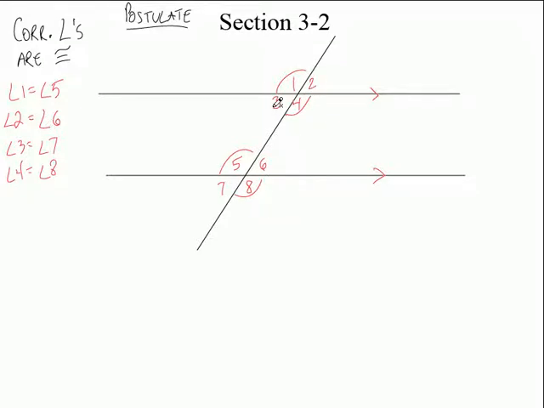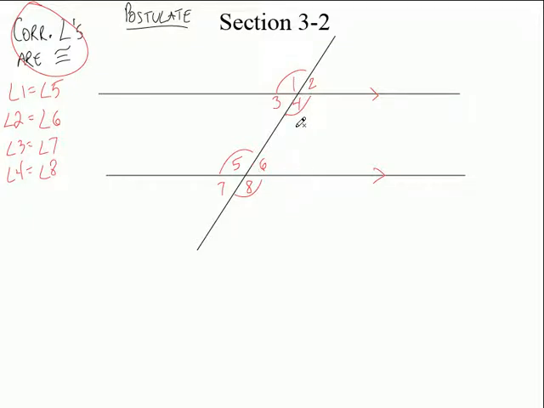So what do you think's true about 2, 3, 6, and 7? They're all equal to each other as well. So look, all the obtuse angles are exactly the same. And guess what? All the acute angles are also all the same. Make sense? Just from knowing that the corresponding angles are equal, we can say all these other angles are equal as well.